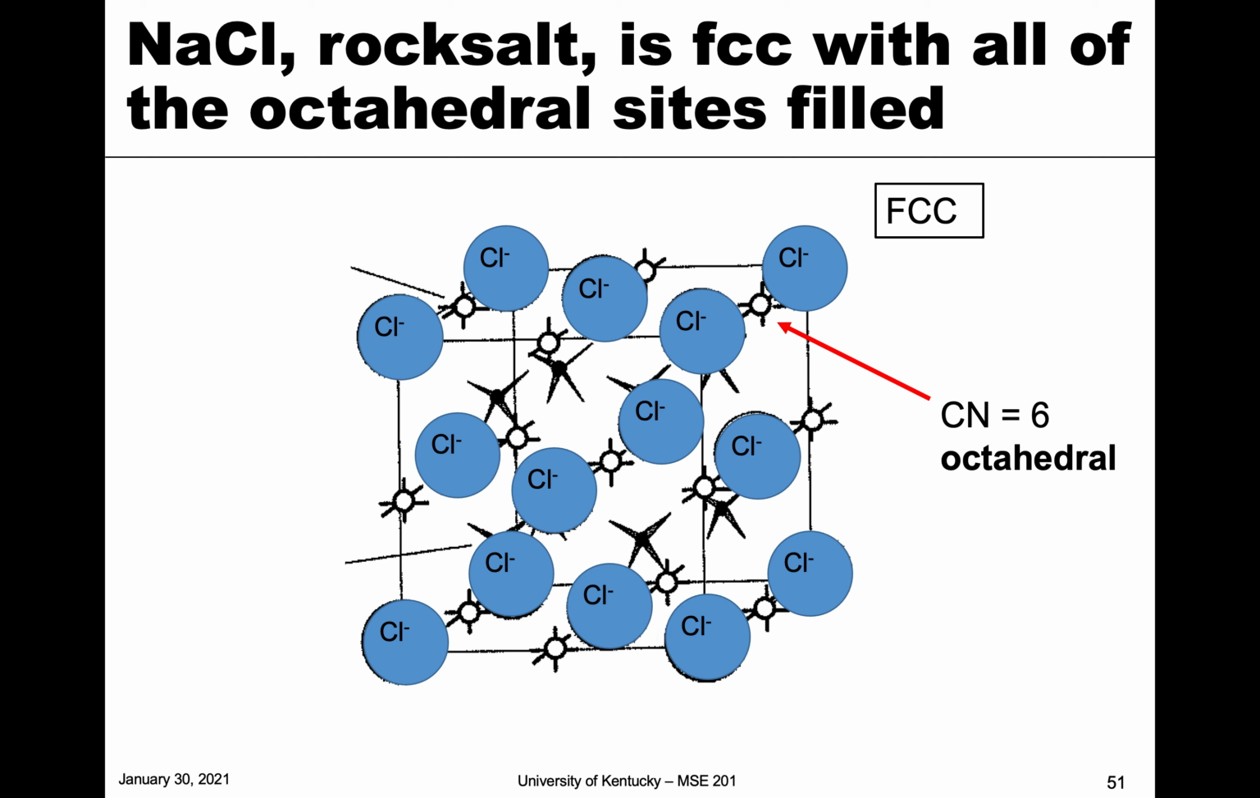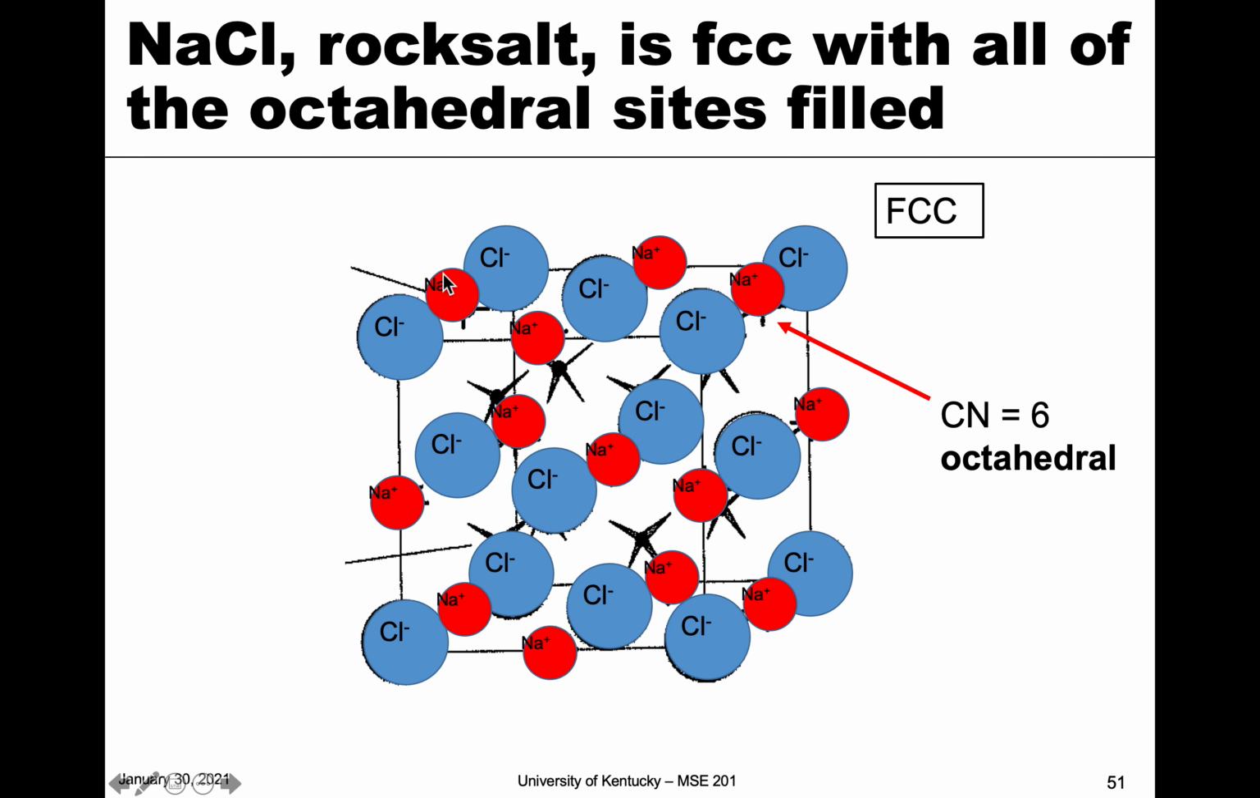That's the FCC arrangement. Then we take the cation, the sodium ion in this case, and we fill all of the octahedral sites. If I fill in where all of those are, this gives me the sodium chloride or rock salt structure. That's why we learn the schematic, because it allows us to think of these structures as anion close packed, plus cations in the interstitial sites. So this gives us rock salt.